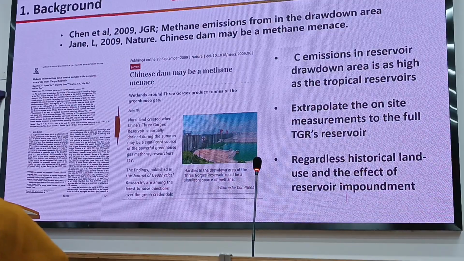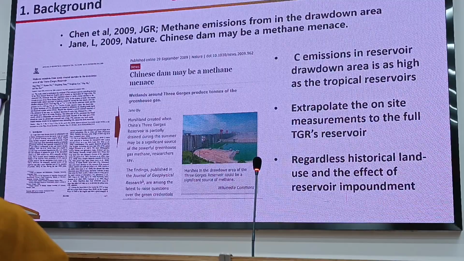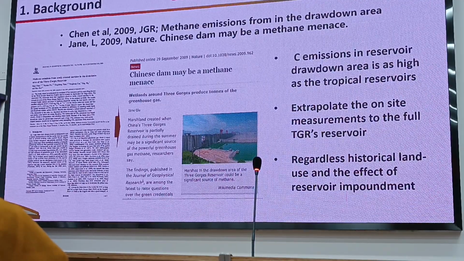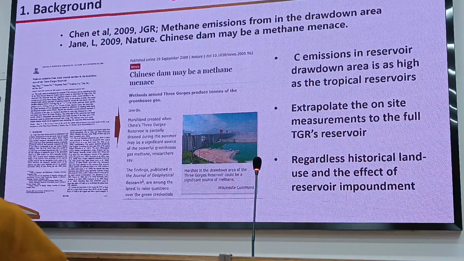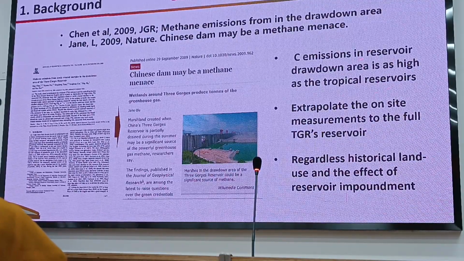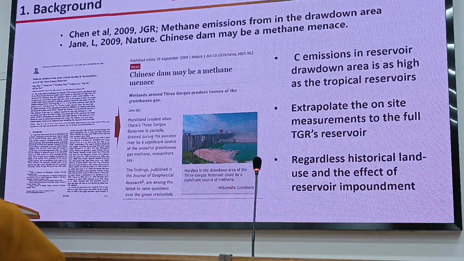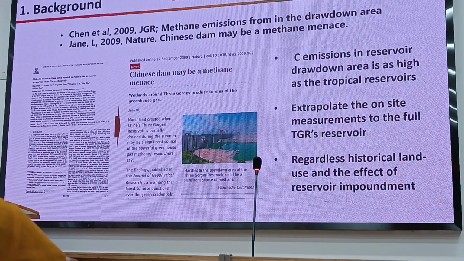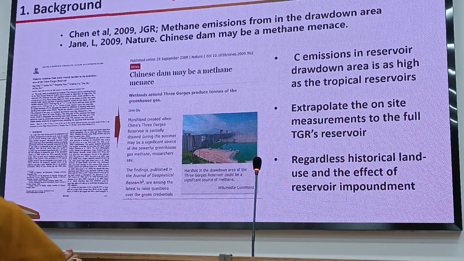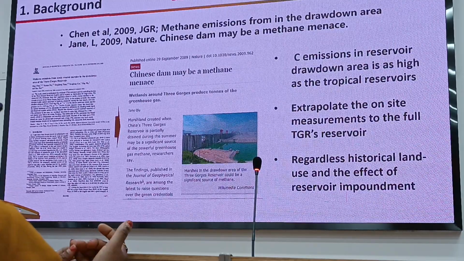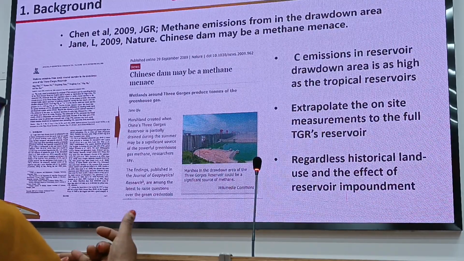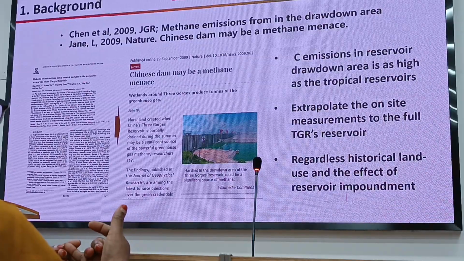So this is the starting point of my research after I obtained my PhD. And we can initially make some judgments. We didn't have any data at that time in 2009. But we can make some evaluation based on this paper and this news, that carbon emission in the reservoir drawdown area is as high as in tropical reservoirs. This paper discussed that.